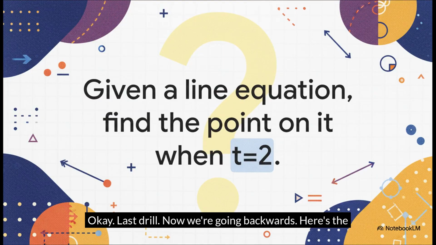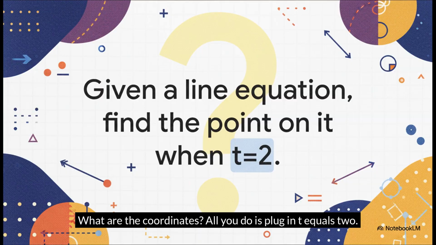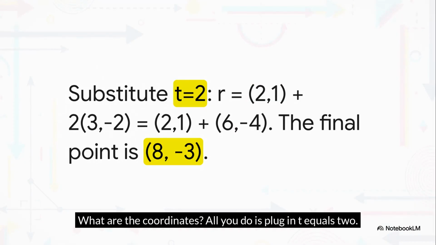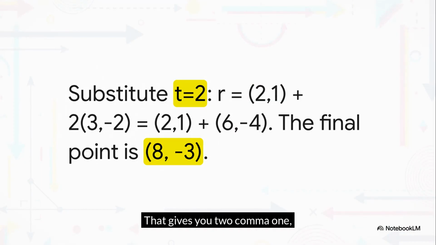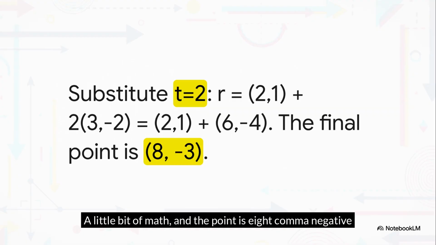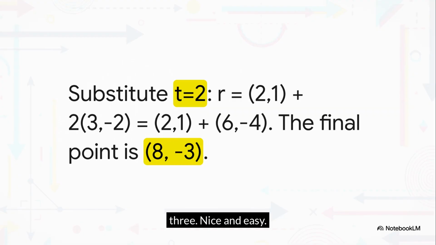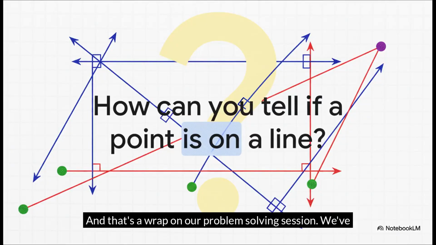Now we're going backwards. Here's the equation, and I'm telling you t equals 2. What are the coordinates? All you do is plug in t equals 2. That gives you (2, 1) plus 2 times (3, -2). A little bit of math, and the point is (8, -3). Nice and easy. And that's a wrap on our problem-solving session.